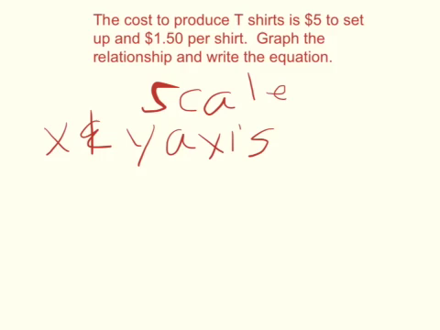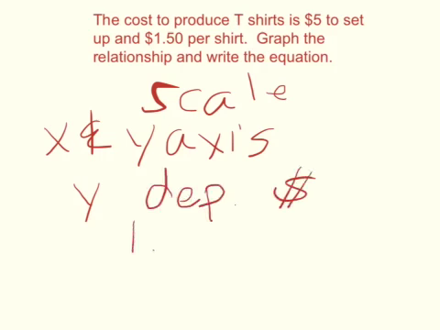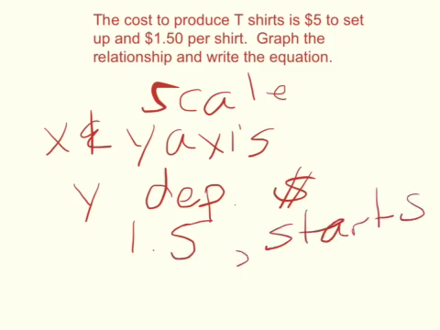The X-axis, or the independent variable, will be counted by single ones because we'll be counting shirts. The Y-axis is the dependent variable, and so that's cost, and cost increases by $1.50 and starts at $5. So I know that my scale for my cost needs to count up by $1.50, and I'm going to start counting after my squiggle mark at 5.